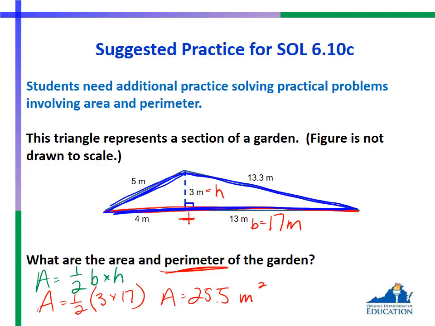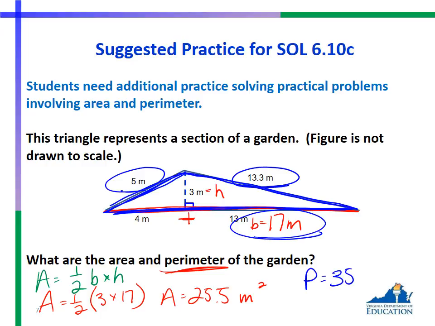And so we already know that our base is 17 meters, and then we have 13.3 meters and 5 meters are the 3 numbers we're going to focus on for our triangle, because the triangle has 3 sides. So let's go ahead and add all these together. So 17 plus 13.3 plus 5 gives you a perimeter being equal to 35.3 meters.